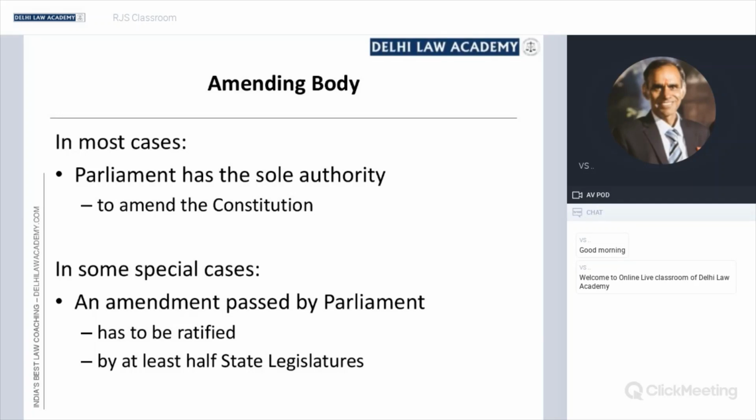Now we can change our previous slide where we had said that Parliament is the sole authority to amend the Constitution. Now we'll modify it in this way that in most cases, Parliament has the sole authority to amend the Constitution. No other authority needs to be referred to. But in some special cases, an amendment passed by Parliament has to be ratified by at least half of the state legislatures. And please note that it is not more than half of the state legislatures, which is what we call a majority of state legislatures. It is slightly less than that. Just half will be sufficient.